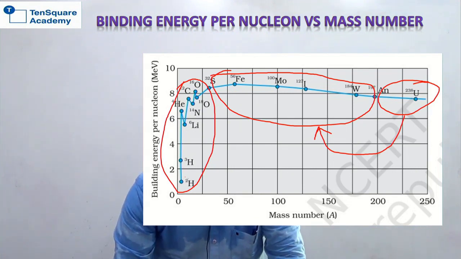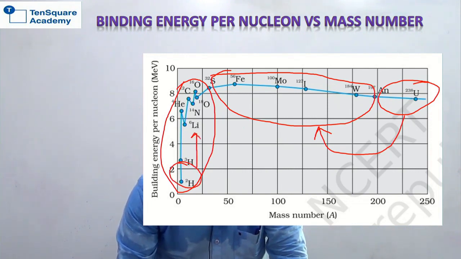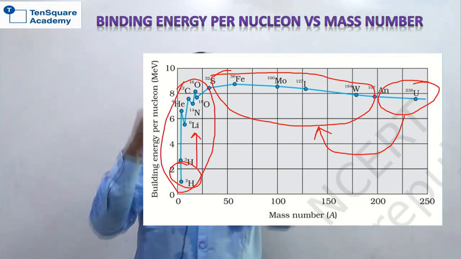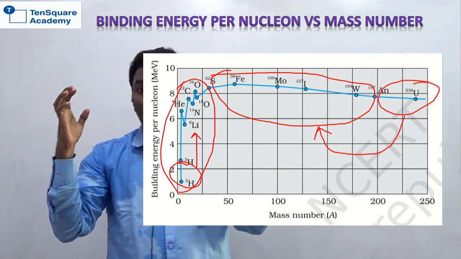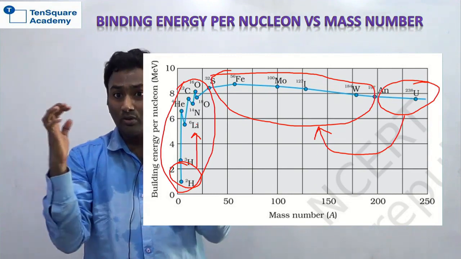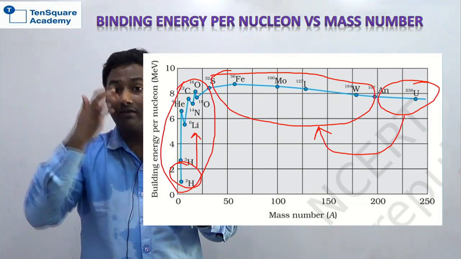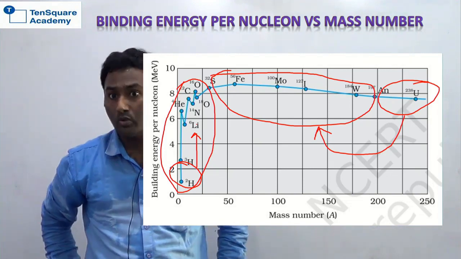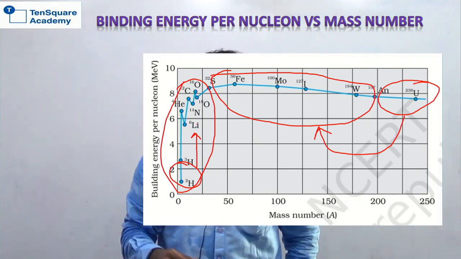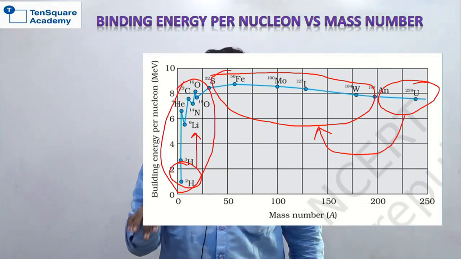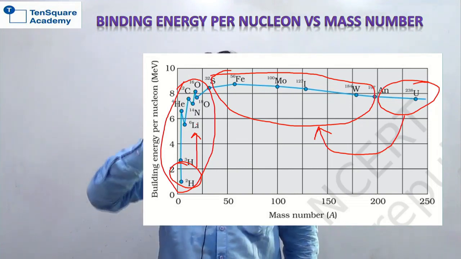So, the total binding energy of the reactants, again the values are very less here. So, the total binding energy of the products in fusion, fusion means nuclei which have low binding energy fuse together to form nuclei which have high binding energy per nucleon. So, this graph is very important, you at least should know how it is.